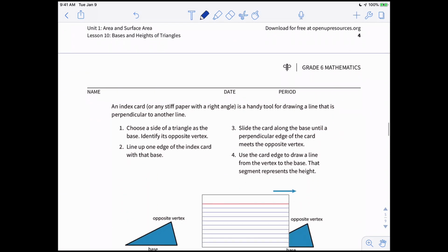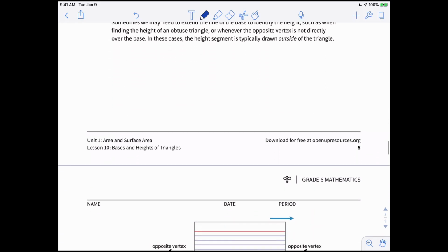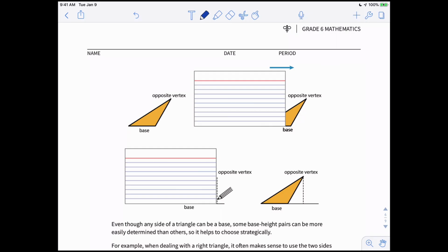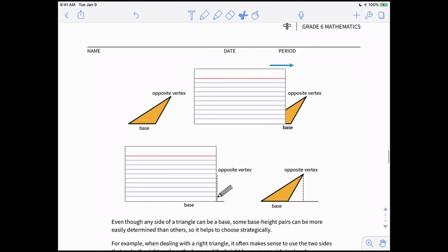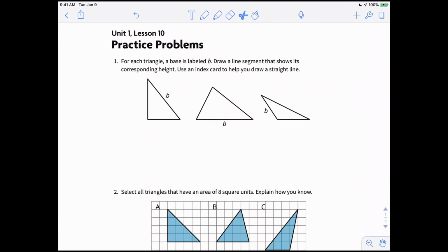All right, so there's our summary. You can read through the summary on your own. Go ahead and pause at any moment. But the idea of using that card is a really cool idea, parents and teachers, to help students see for any base, what would the height be? That is kind of cool. So let's take a look at some practice.